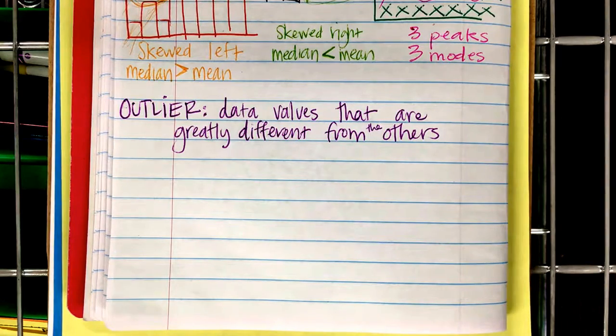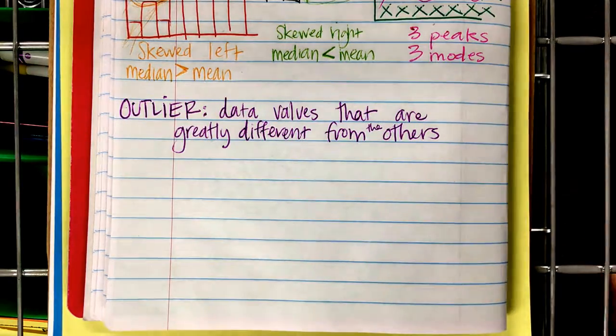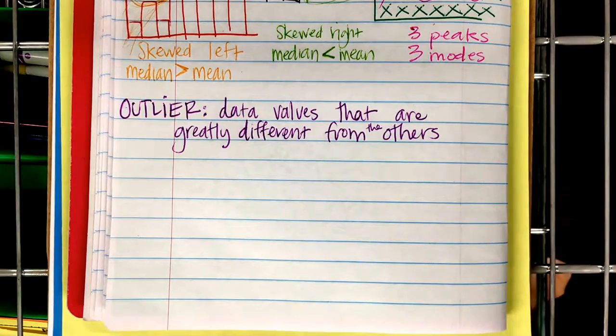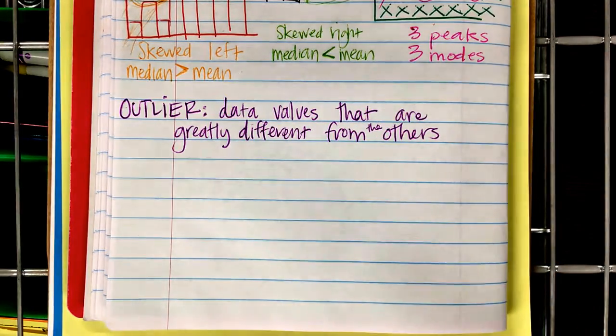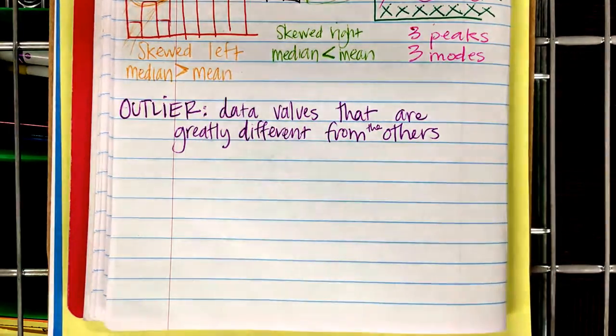So part of that problem is, outliers are numbers that are greatly different. My version of greatly could be completely different than Jay's version of greatly, right? Is that true? Yeah.